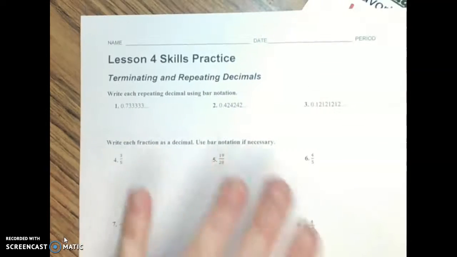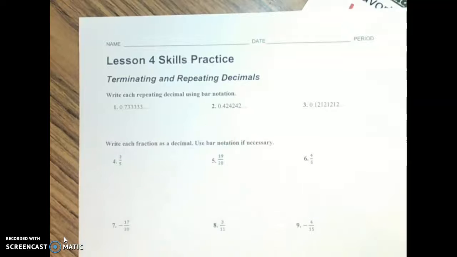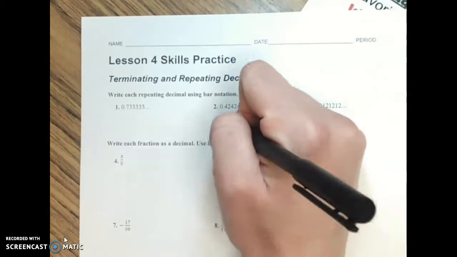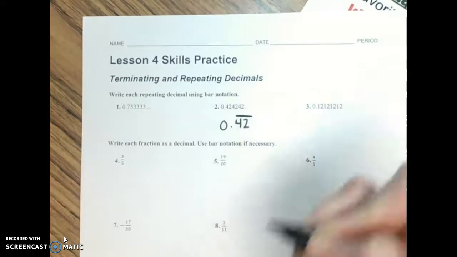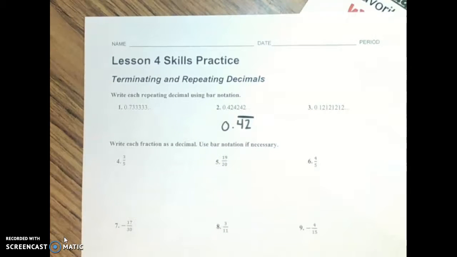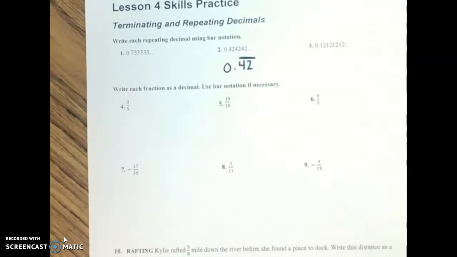Okay, so these top parts, all they want you to do is rewrite it with the bar notation. So if you look at number 2, it goes 0.424242. The numbers that are repeating are 4 and 2. So you're going to put your bar notation above both of them. So there's 1 point right now for you. Hopefully you copied it down. Okay, our next one. Looking down 4 through 9, those are straightforward problems.